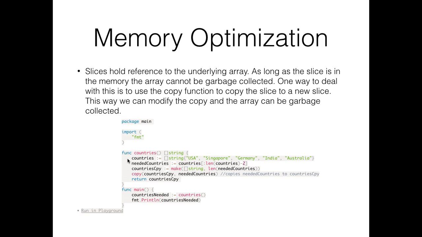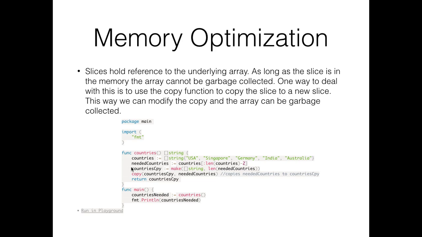If you look at the program, we have a function called countries, and inside it we have an array called countries of type string that takes 5 values. Then we have needed countries, which is a slice of the countries array, going from the start up till length minus 2 of the countries array. That means the last two elements are not in the slice. So India and Australia are not in the slice. Only USA, Singapore, and Germany are inside the needed countries slice.